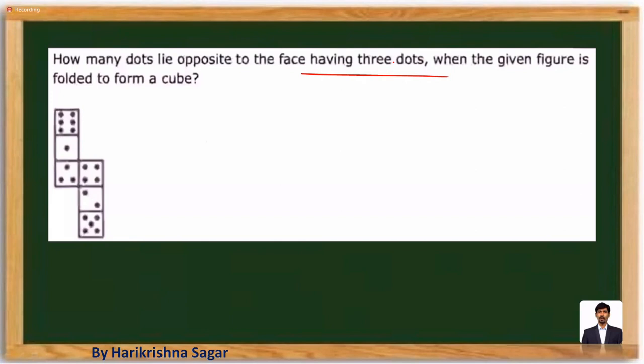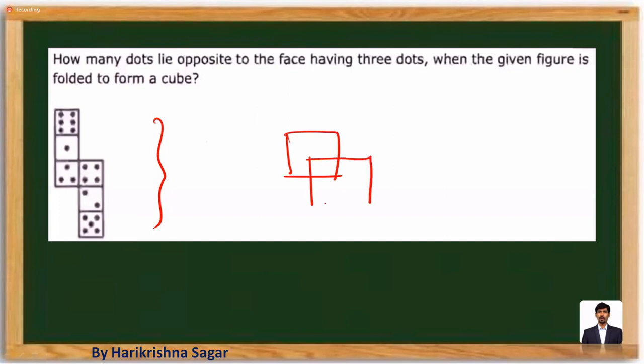So when you are solving this type of question, whenever you see an unfolded dice, just remember any dice which you are going to take. What is opposite to a particular face? So for example, this is a face. What is opposite to this? This is opposite to this. And what are adjacent to this? This is adjacent, the back side is adjacent, this side is adjacent.